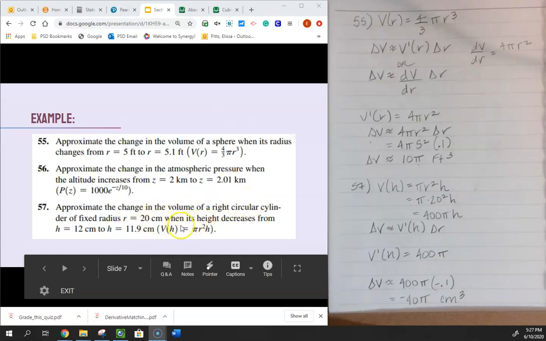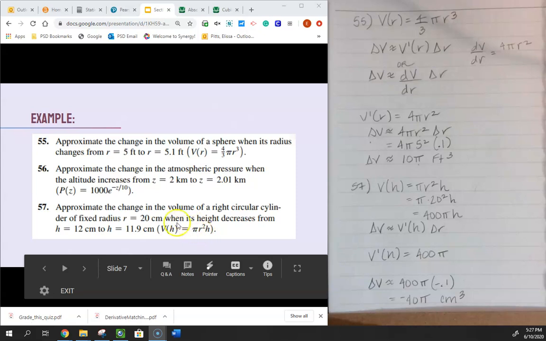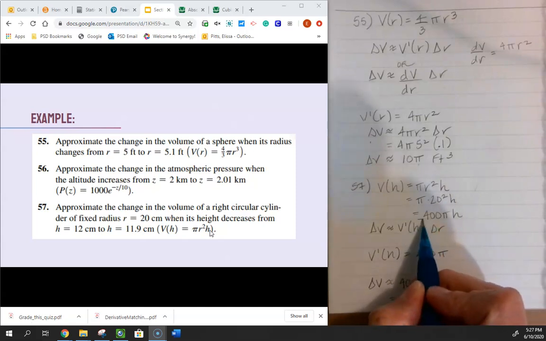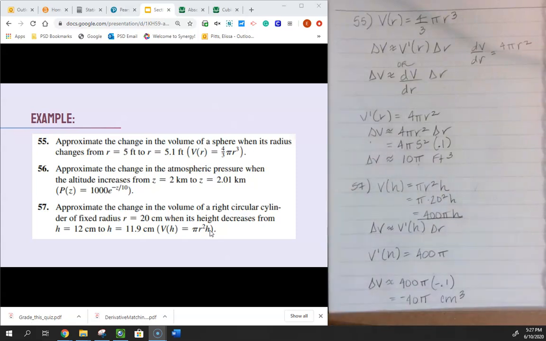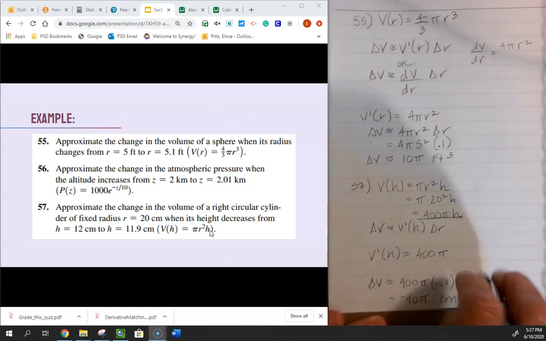In this case, we have the volume of a right circular cylinder of fixed radius r equals 20 centimeters. And then they give you the equation for the volume of a right circular cylinder, but it's just a function of h because they're fixing the radius. The radius isn't going to be changing, and so you can substitute in 20 for that r right away because it's not going to ever change in this problem. So we get this as the equation for our volume. Delta V is approximately equal to V prime of h. Oops, this could be delta h.